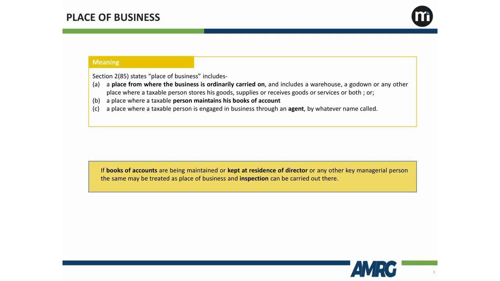Third, if the taxable person is engaged in business through an agent, then at the premises of the agent also an inspection can be done, because the agent is no one else, he's acting on your behalf. If he's acting on your behalf, of course it can be done, right?